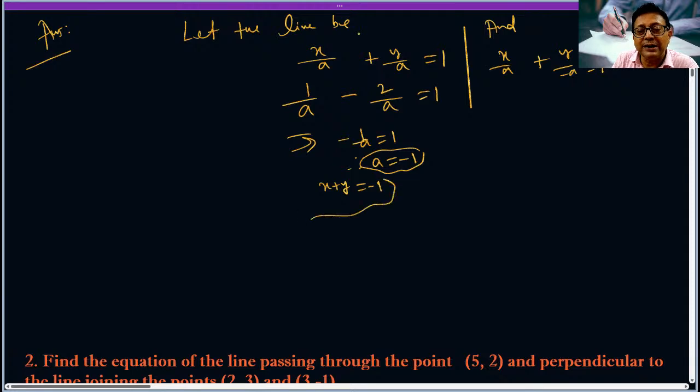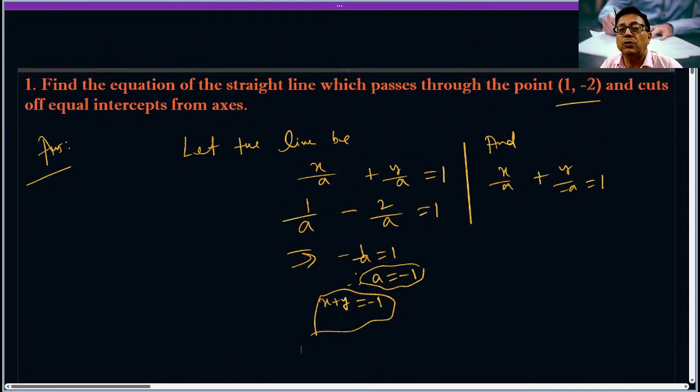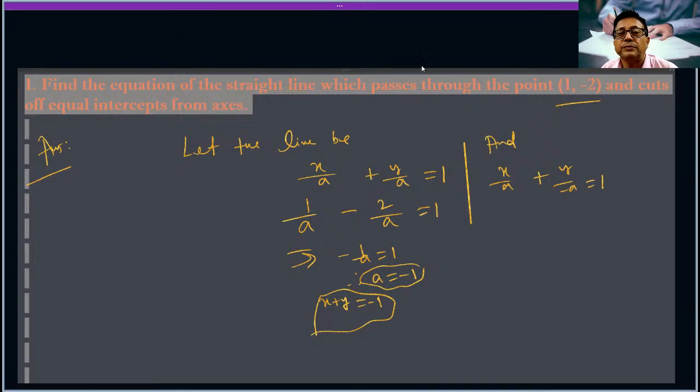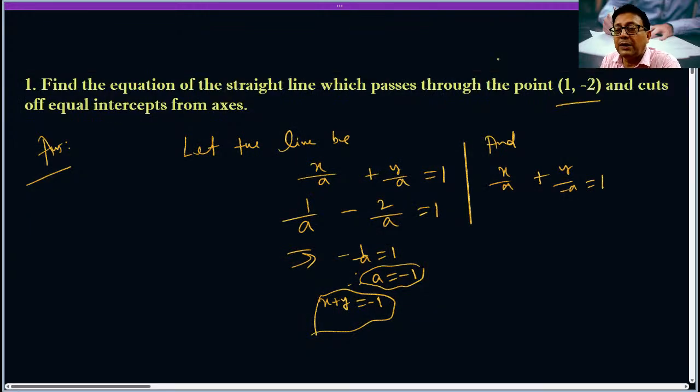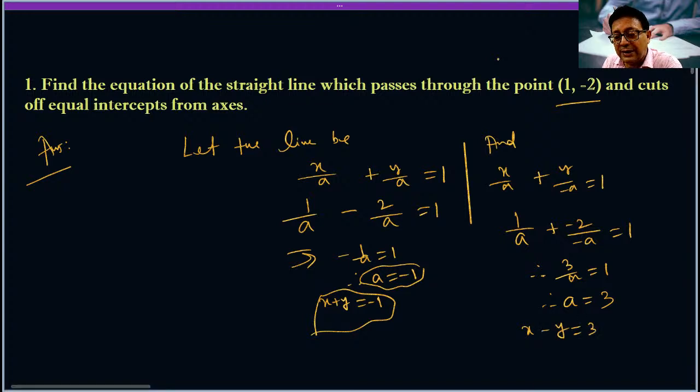Required equation will be what? x plus y equal to minus 1. Go for the next one. Similarly, you have to find it. For this one, it passes through (1, minus 2) again. 1 by a plus 2 by a equal to 1, therefore 3 by a equal to 1, a equal to 3. The line is x minus y equal to 3.